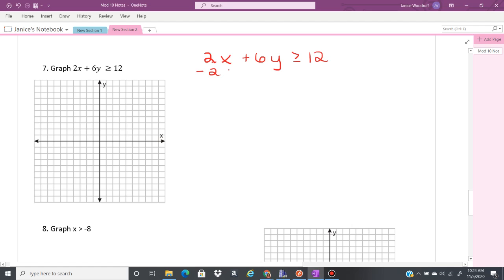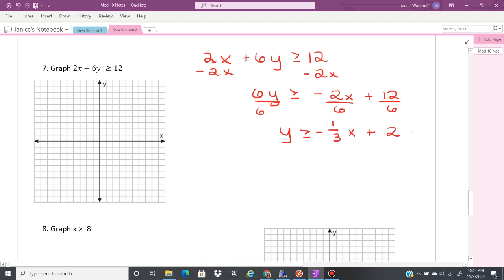So we'll subtract 2x from both sides. That'll give us 6y is greater than or equal to negative 2x plus 12. And then we'll divide by 6. And that'll give us y is greater than or equal to negative 1/3 x plus 2. Okay, then we'll graph that using those points.